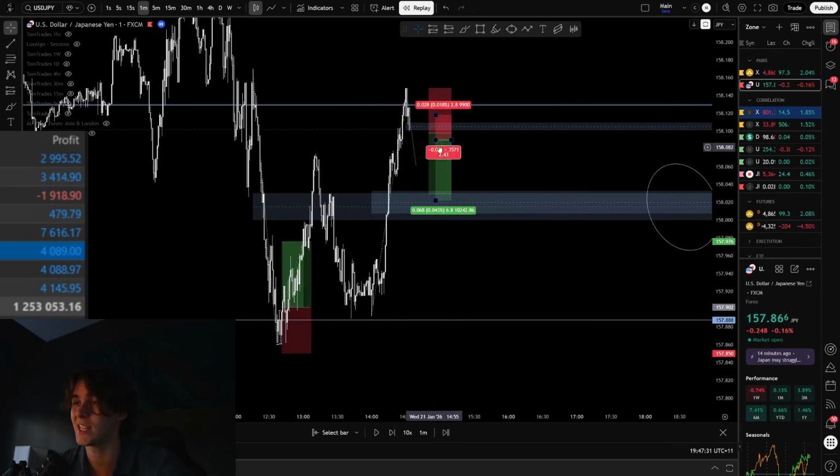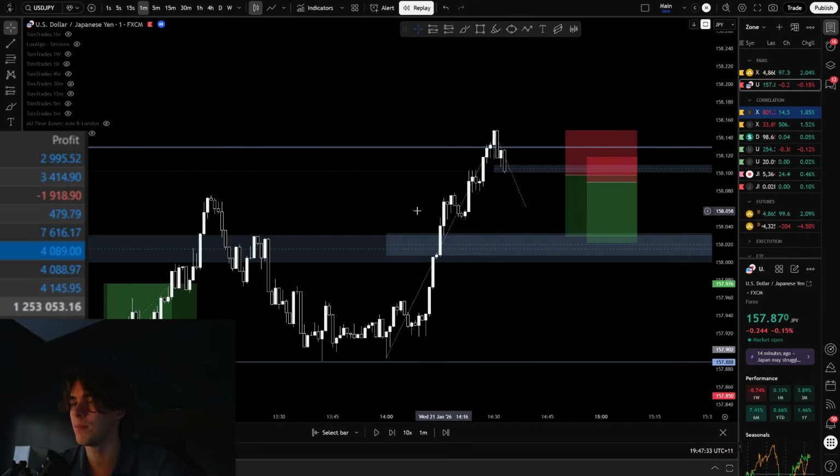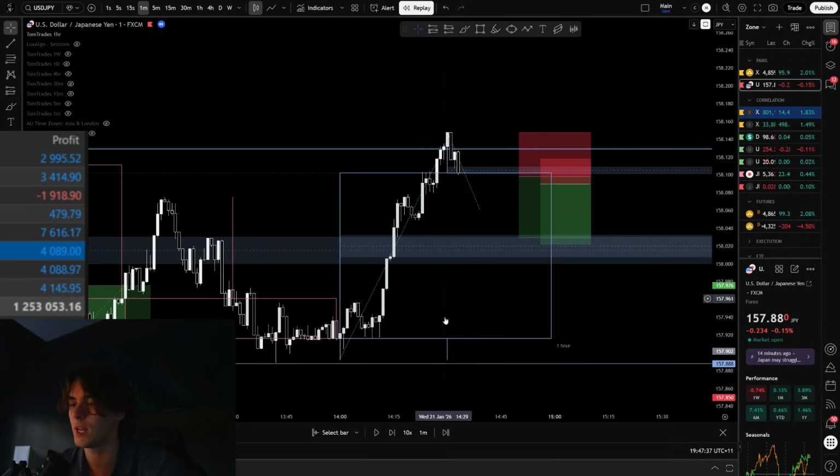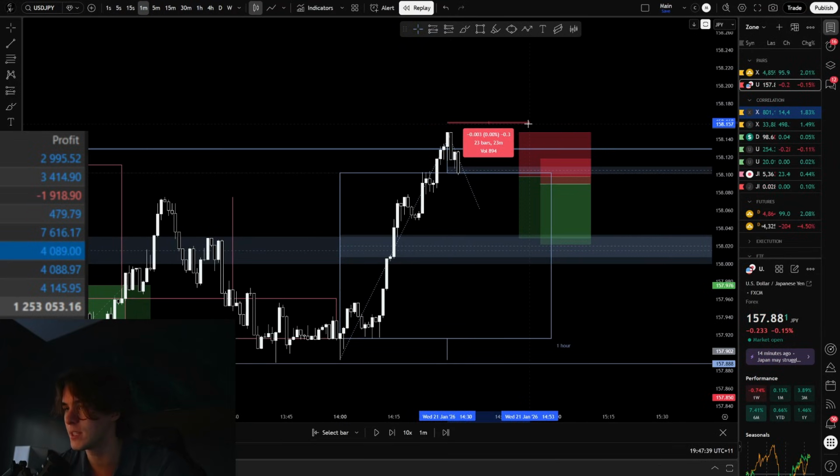So it was a pretty textbook sort of setup. And now we just want to wait for a shift around the halfway point, or 30 to 45 minutes, maybe 52 minutes into the hour. So around this period of time, we want to wait for it to shift.